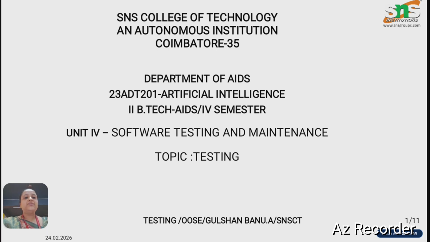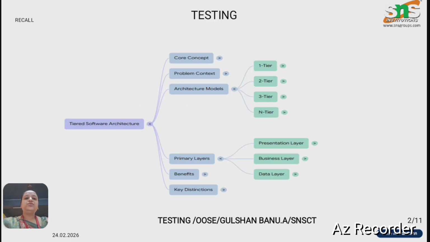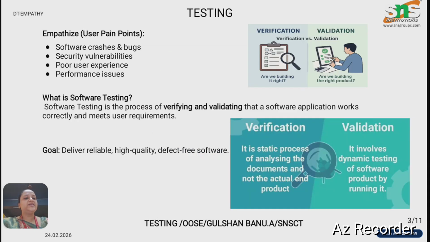So today I am here to present a topic called testing from the unit software testing and maintenance. In the previous video, we saw what the different kinds of software architectures are, what the problem statements are, and what the architectural process is. In this video, we will be seeing what testing is. Why do we need testing?